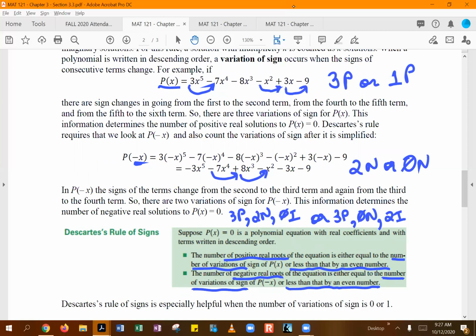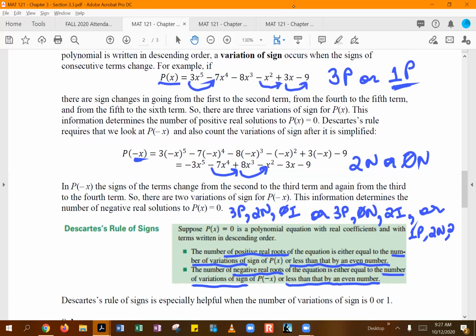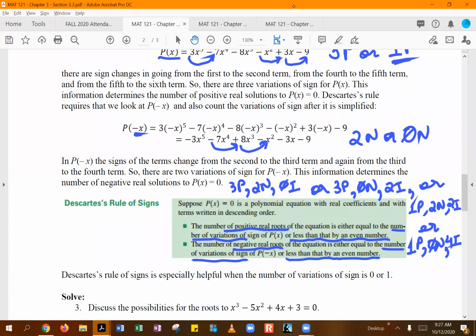You can have 3 positives, 2 imaginary, or if you only have 1 positive, so that can be 1 positive, 2 negative, which adds up to 3, which means you would have room for 2 imaginary solutions. Or you can have 1 positive, no negative, and that of course means it opens up room for 4 imaginary solutions. So again, it gives you options, but we don't know till we start solving these which one of these possibilities it is going to be.